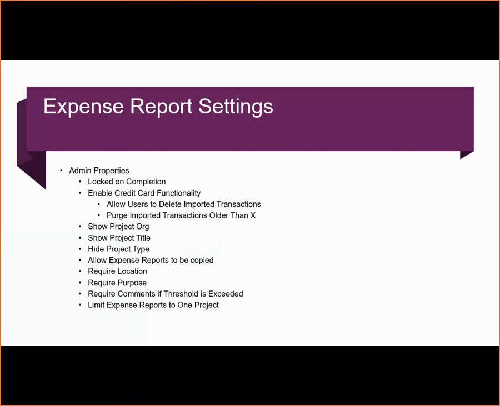Also on the expense report itself, you can choose to show the project org, which is your customer, show the project title, or hide project type. Now, when thinking about what you're going to see as far as the project information, if you show the project org, you're also going to see the project number or project code. So if you also show the project title, that field's going to be pretty big and it might be a little busy for your employees. So just think about what you want to see on those expense reports.